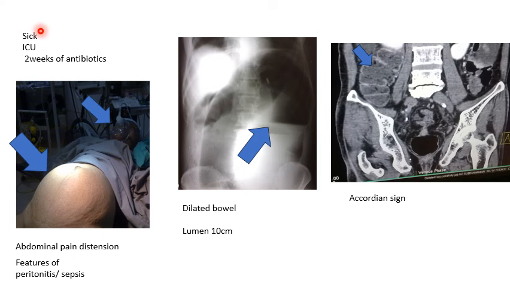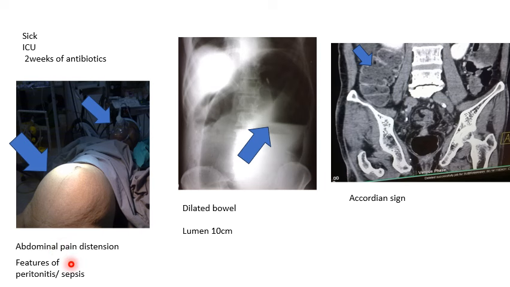So this was one of our patients. You can make out very sick in the ICU, severe abdominal distension. Along with that, we have features of peritonitis and sepsis. This patient is in the ICU for a reason not related to the abdomen, for something else. She has got 2 weeks of antibiotics. You can see the airway support. She's got 2 weeks of antibiotics.